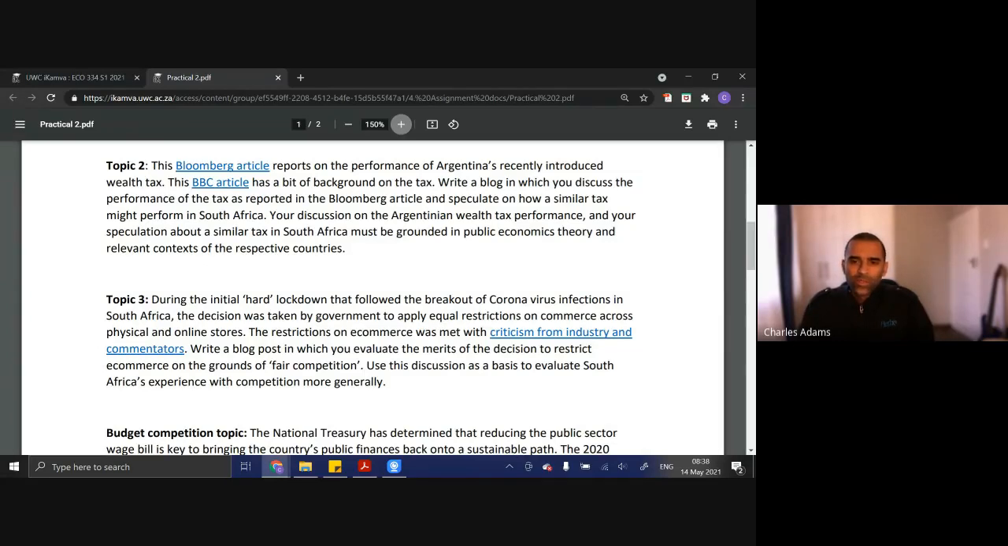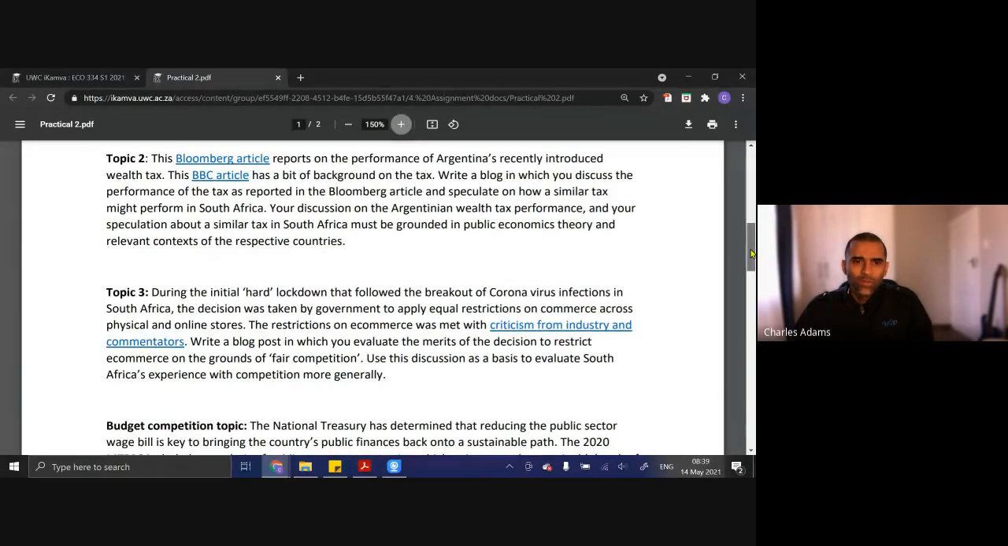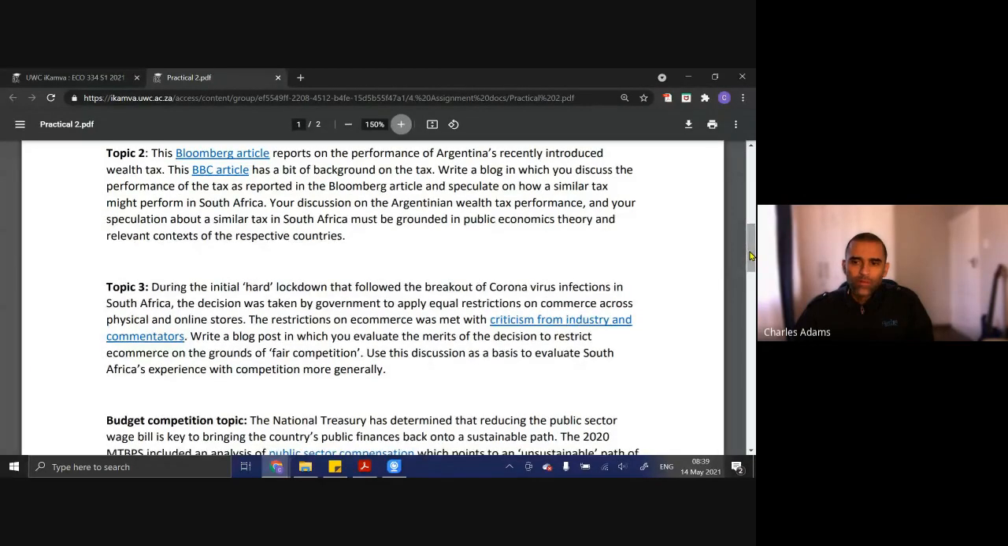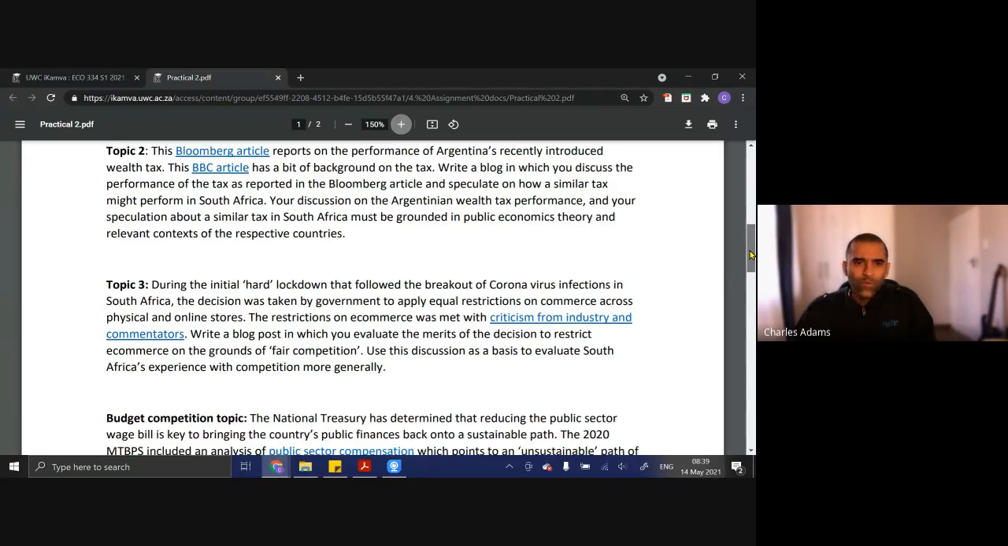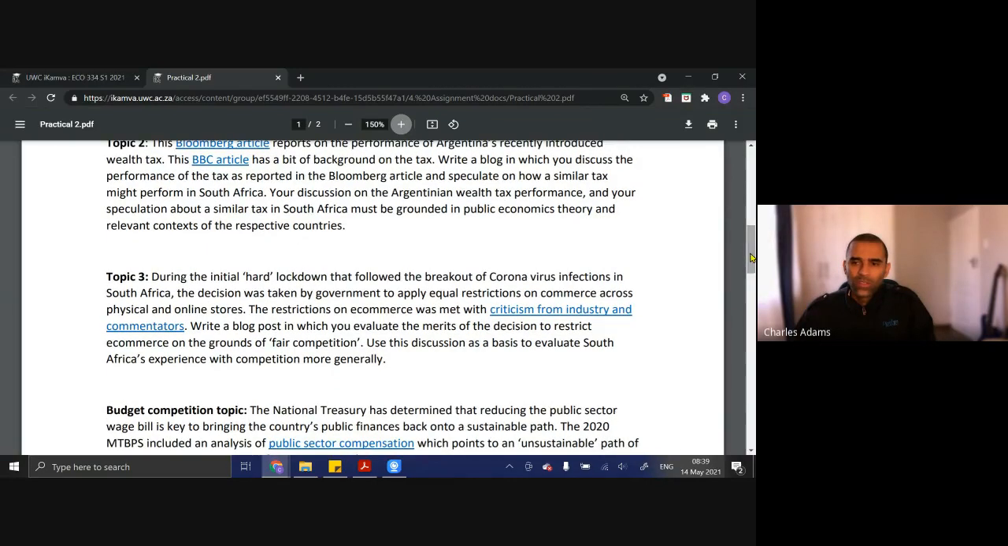When we talk about wealth tax, we're talking about something slightly different in general, which is that in the case of the Argentinian example, there was a once-off tax that was implemented to fund programs related to the response to COVID. Or you can have an annual wealth tax, which is something that's been mooted in some countries like the US. There is a tax on people's wealth every year based on their net worth. So the idea is to discuss the prospects for such a tax in South Africa.